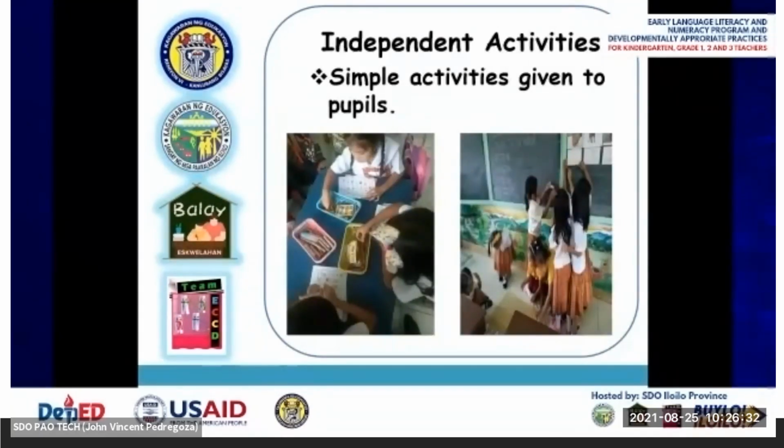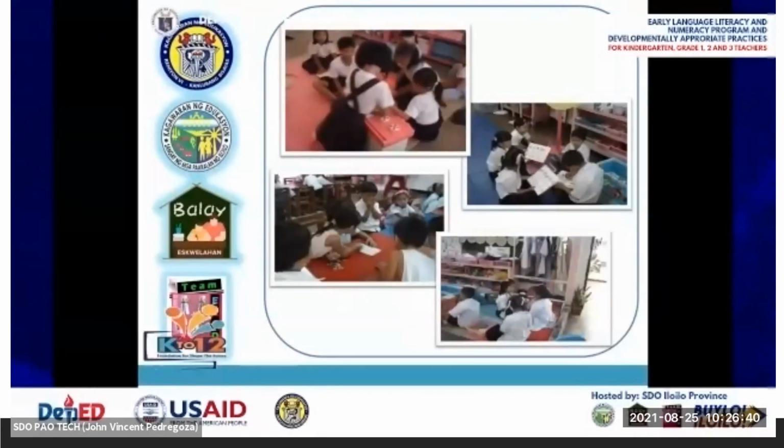Independent activities. During independent activities, simple activities are given to pupils. The teacher gives instruction and lets children work on their own.